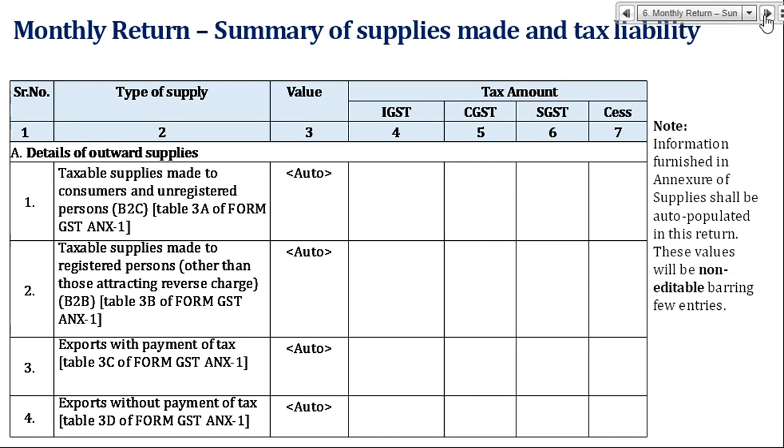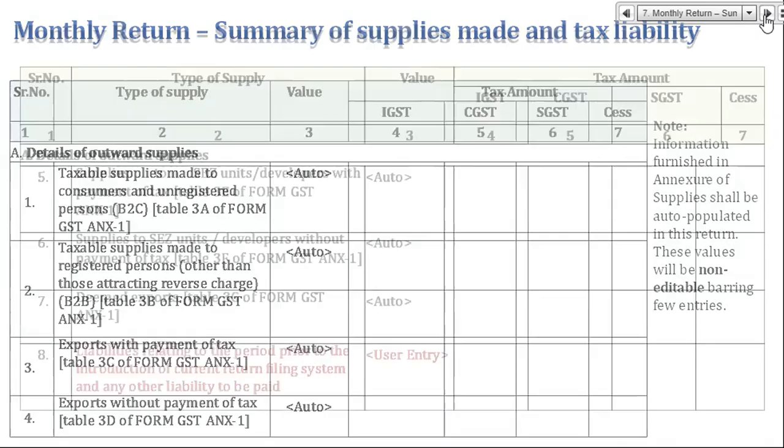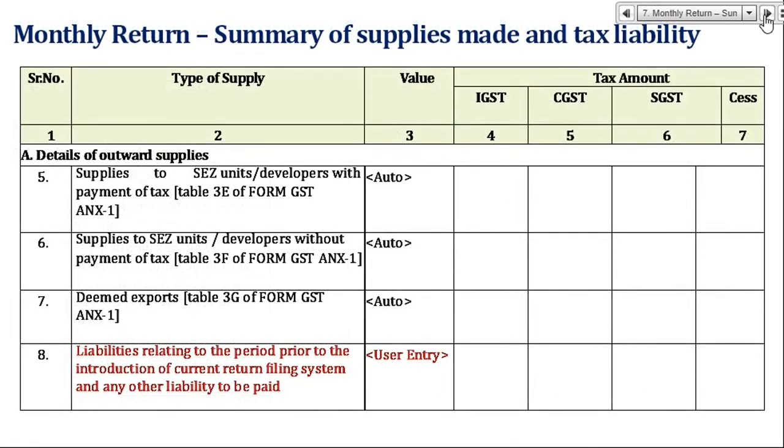Next, export without payment of tax. Here, no liability to pay tax, only reporting is there. So, table 3C and 3D is for export in ANX1. All the details here will be ANX1 only, because that is my outward details. Next, supply to SEZ unit and developer with payment of tax and then without payment of tax. 3E, 3F of ANX1. ANX1, we will also see what is ANX1.